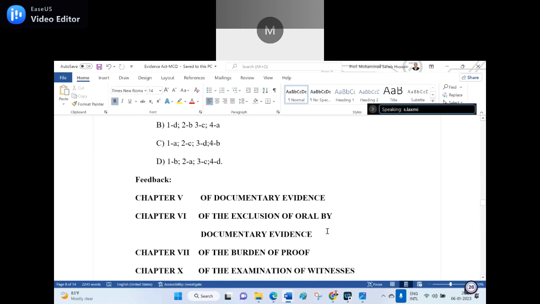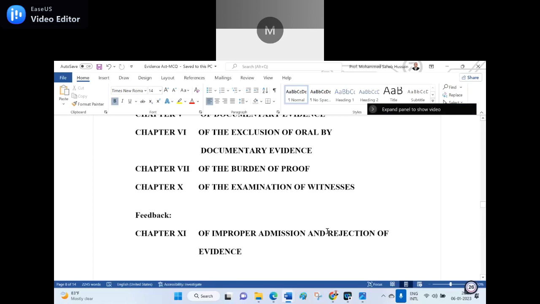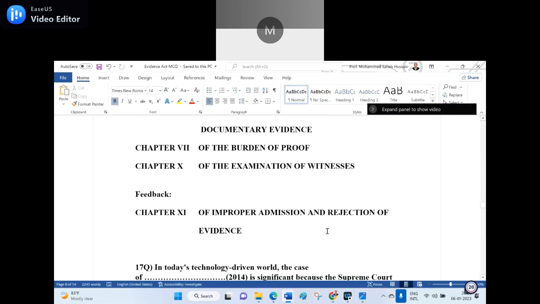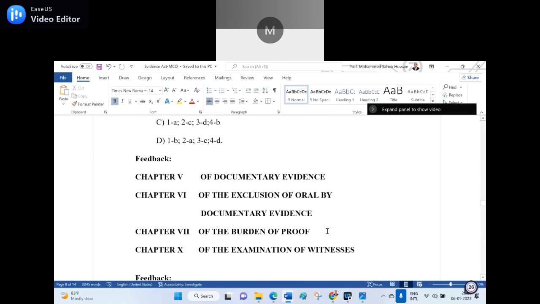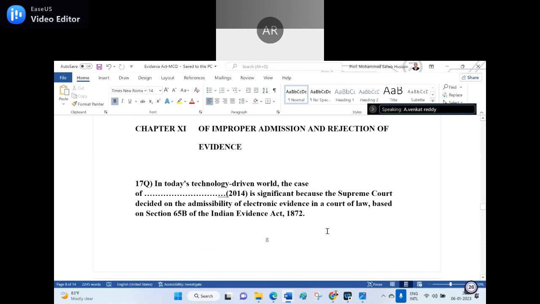Chapter 5 is of documentary evidence. Chapter 6 is of the exclusion of the oral by the documentary evidence. Chapter 7 is of the burden of proof. Chapter 10 is of the examination of the witnesses. Of course, 11th chapter is also there, and that is the improper admission and rejection of the evidence. How many chapters are there in Indian Evidence Act? 11, sir. 11. You are right. I told you last chapter. I gave the hint also.